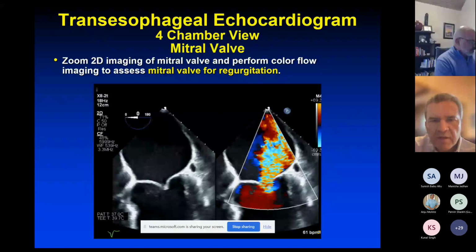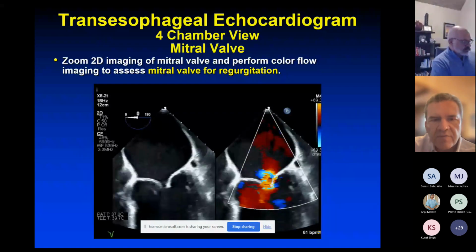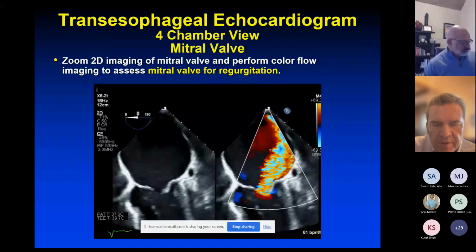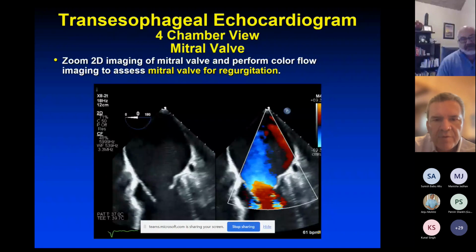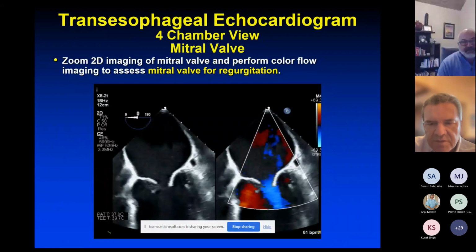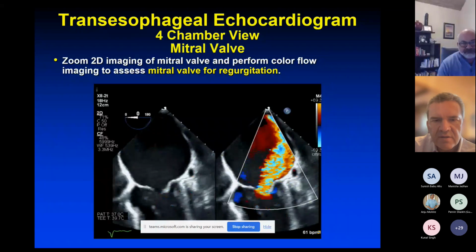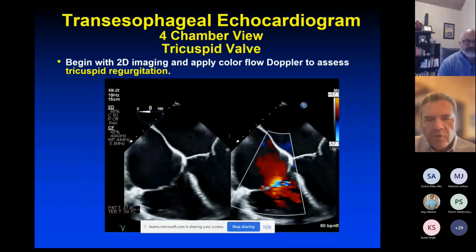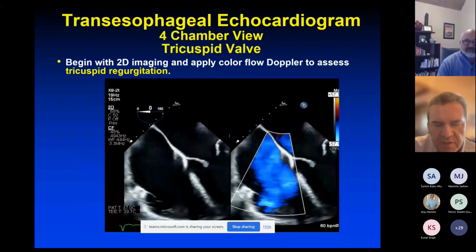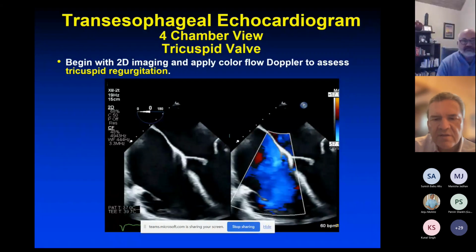And then while in that mid-esophageal four-chamber view, please obtain images of the mitral valve by zooming in and obtaining images both with and without color flow Doppler to help us assess for the presence of mitral regurgitation. And then while in that four-chamber view, please image the tricuspid valve as well, both with and without color flow Doppler to look for tricuspid regurgitation.